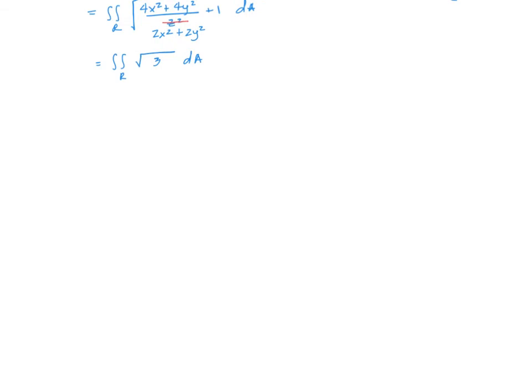Notice if I pull it out and bring the square root of 3 out, I'm taking a double integral over some region, dA. Going back to our double integrals, this is simply the usual double integral, which is the area of R. So I need to determine what R is.